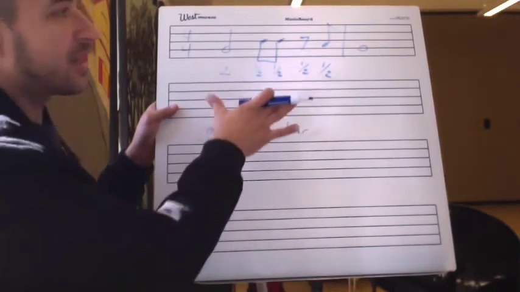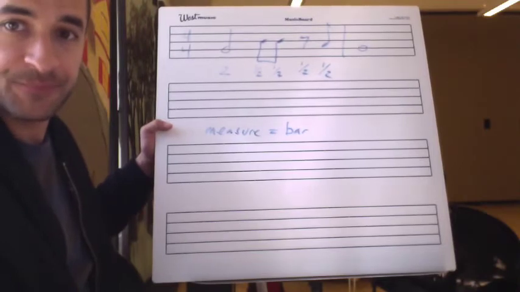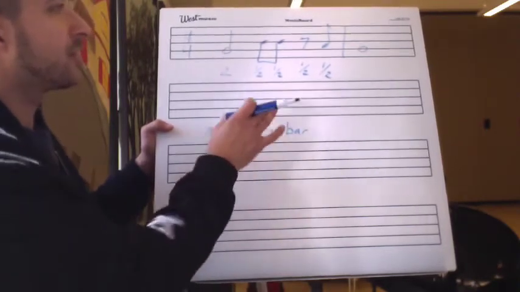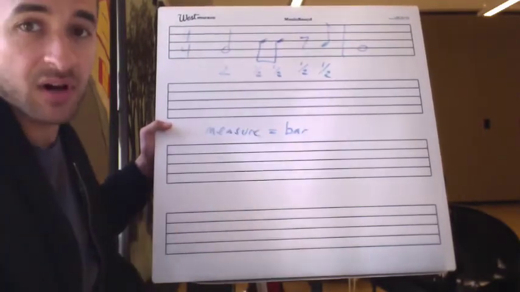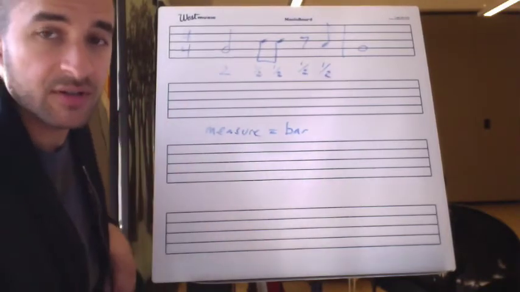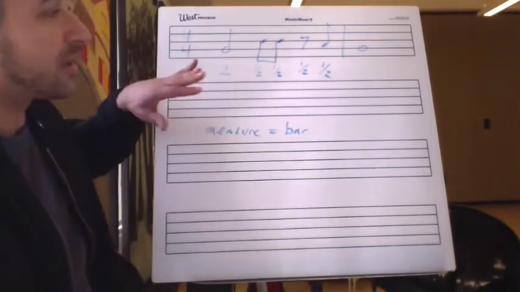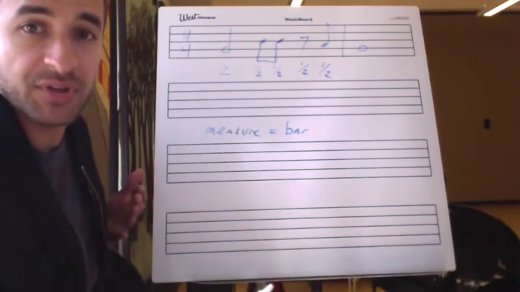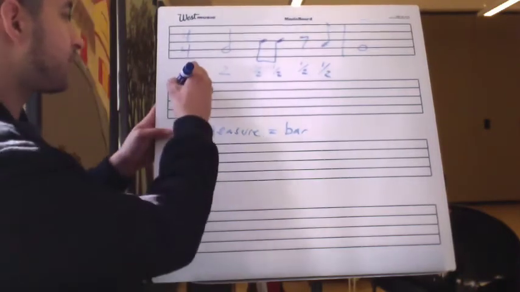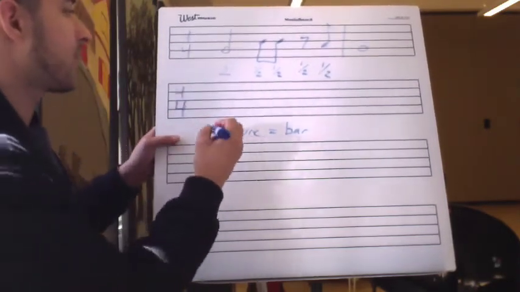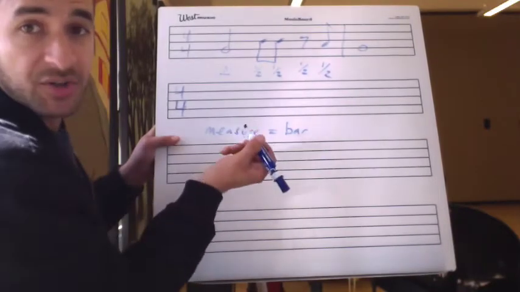each bar is going to have to contain exactly 4 beats. So each bar or measure will have exactly 4 beats, regardless of what combination of notes and rests we use to get there. So let's build another 4/4 bar right now. And I'm just using random notes.